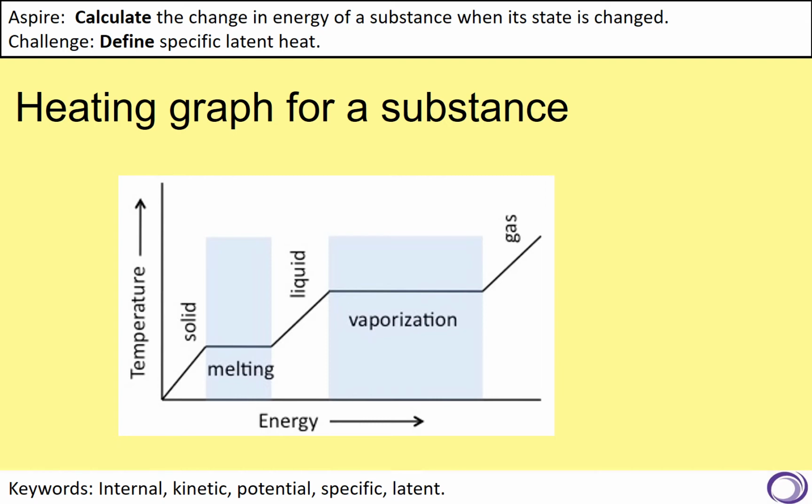It'd be great if you want to pause this and draw that into your books or onto your revision card. It just helps to explain what this specific latent heat is. Because lots of people think that as you put in more energy, so as you heat something on a Bunsen burner, the temperature just increases. And it doesn't. At some point the temperature stays the same, and that's when melting is happening, or vaporization.